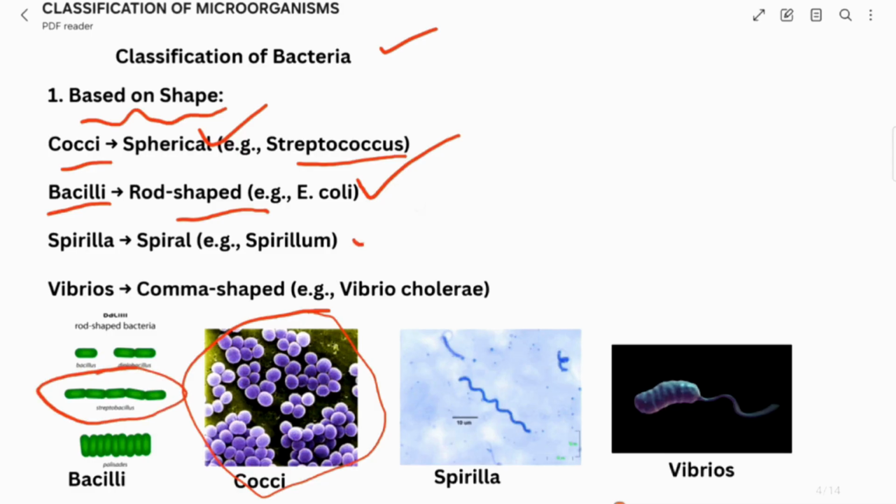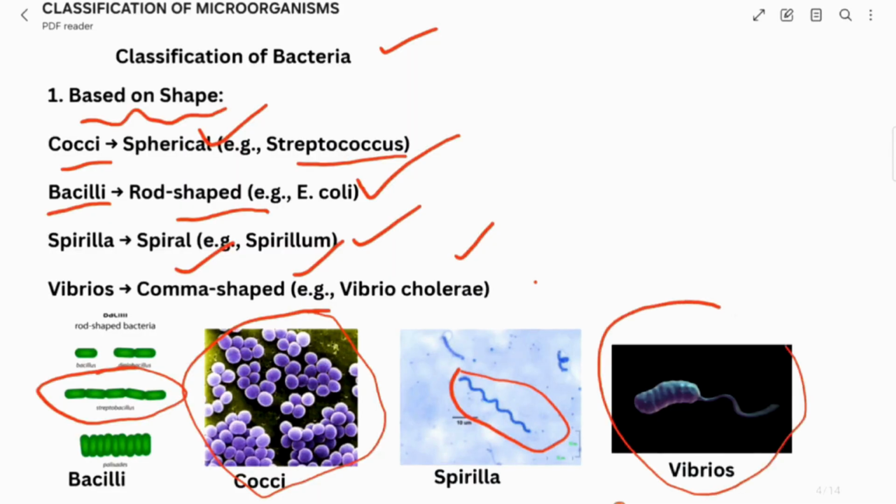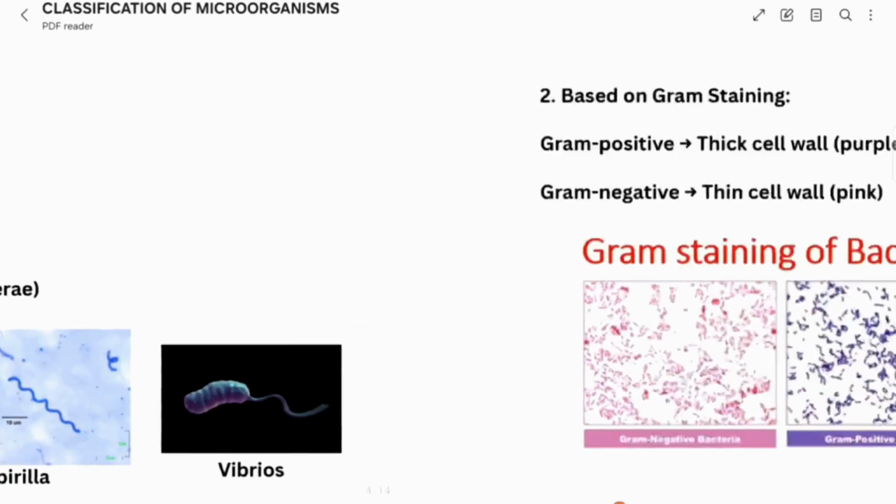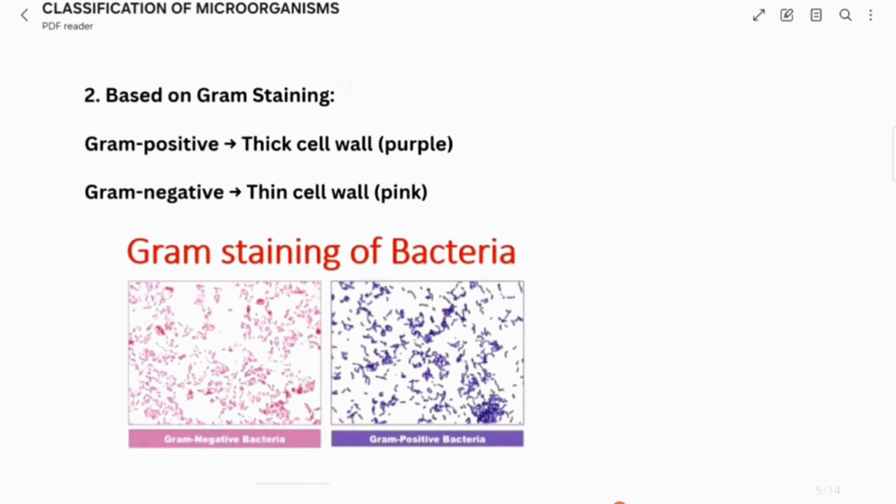Then spirilla, example spirillum. It has a structure like this. Then vibrios are comma shaped, example Vibrio cholerae. Here in this diagram we can see. Then based on gram staining, bacteria are categorized as gram positive and gram negative. Here the thick cell wall in purple color is gram positive, and pink color is gram negative.